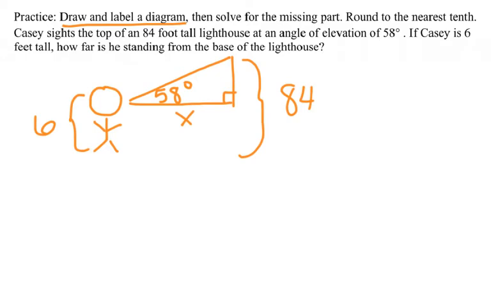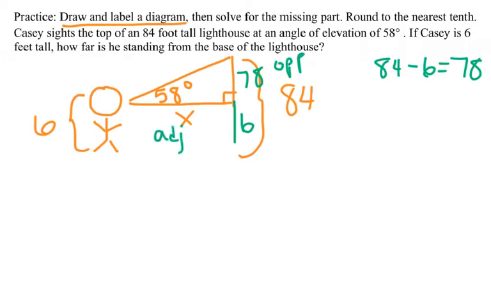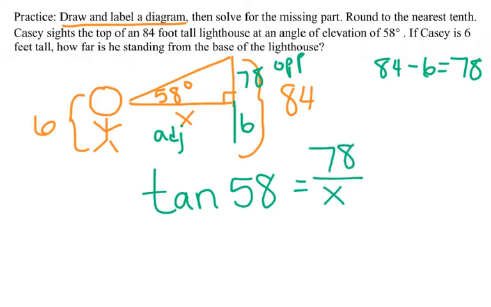Casey is 6 foot tall, so if I do 84 minus 6, I get 78. So the length over here is actually 78. This was 6, the entire thing was 84, that's how I got that. I'm trying to find what x is. 78 is the opposite side from the angle 58, and x would be my adjacent. If I think about SOHCAHTOA, tangent is the only one that deals with opposite and adjacent. So tan 58 equals opposite over adjacent.